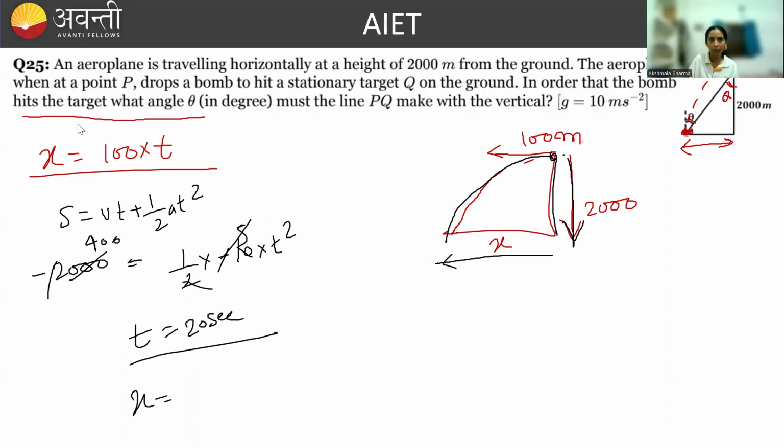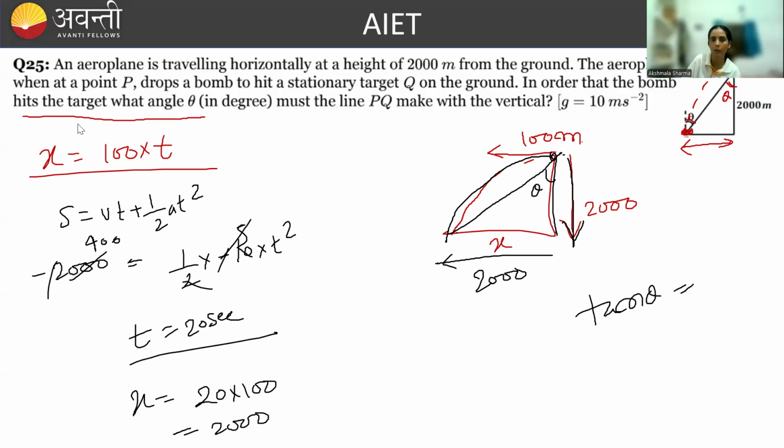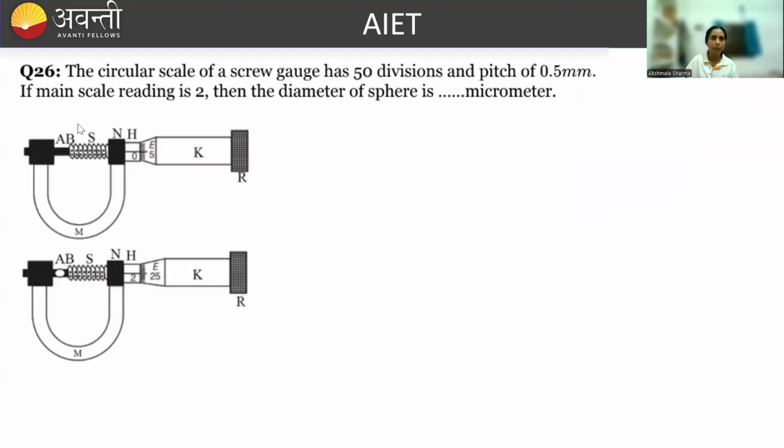So x will be how much? 20 into 100. So that is 2000. So if this is also 2000, it means for this angle theta, tan theta is equal to how much? 2000 by 2000. So this will become 1. So this is 45 degrees. Because tan 45 is what? That is 1.